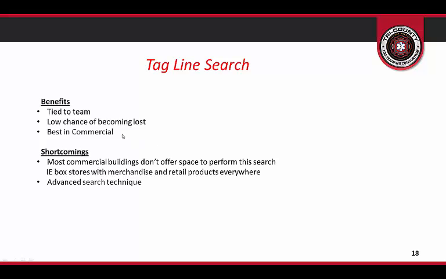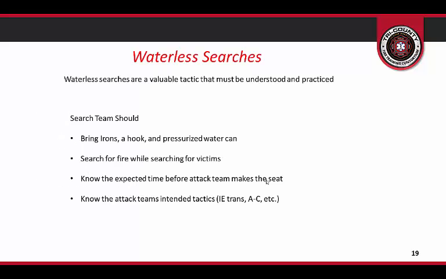So our benefits is we're tied to the team. We have a low chance of becoming lost, and best in a large open area commercial. So shortcomings is that most commercial buildings don't offer space to perform this search. So the box stores with the aisles, this is going to be tough to do. And it is an advanced search technique. If you know how to coordinate with multiple people with multiple ropes, which we typically don't have, then it can be better, but still has a lot of shortcomings.